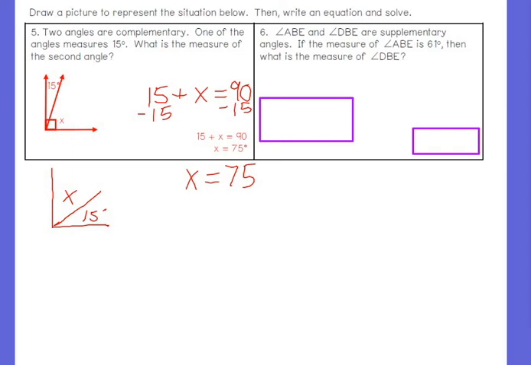All right, 6 says angle ABE and DBE are supplementary angles. What's supplementary? 180 degrees. So I'm going to draw a straight line, as straight as I can. And I'm going to draw a random line like that because I know it has to be 2 angles.